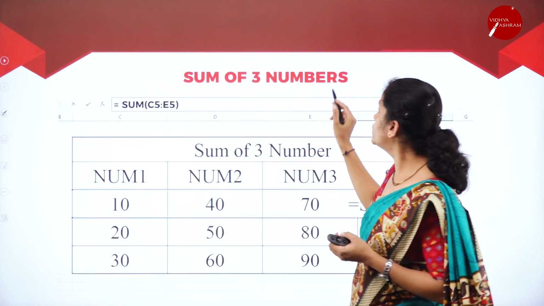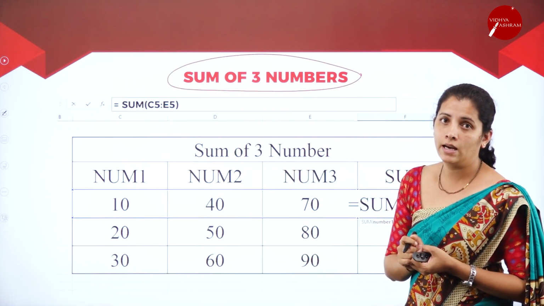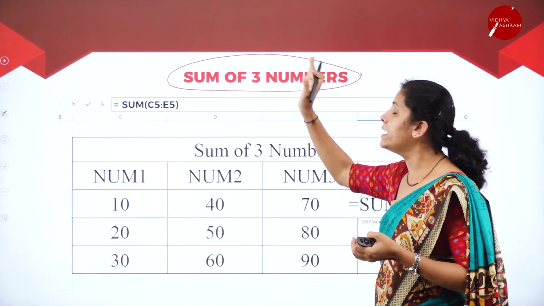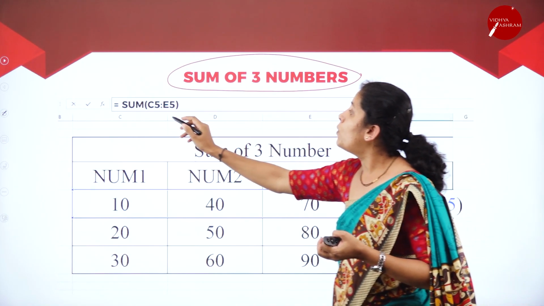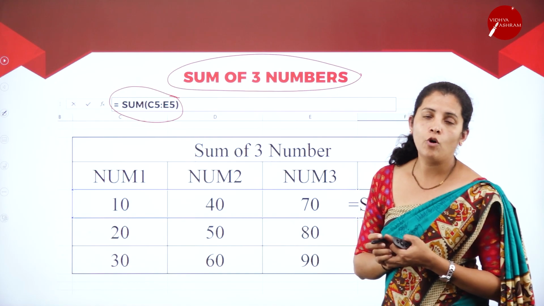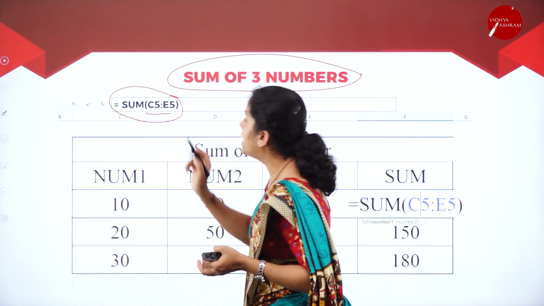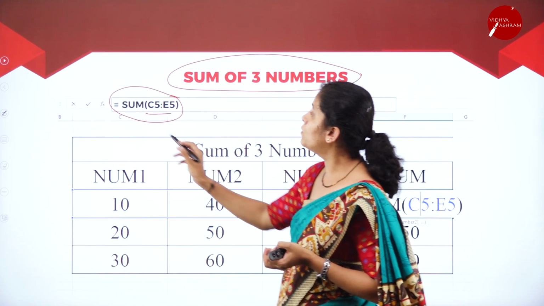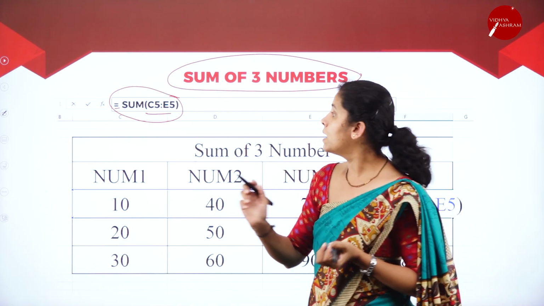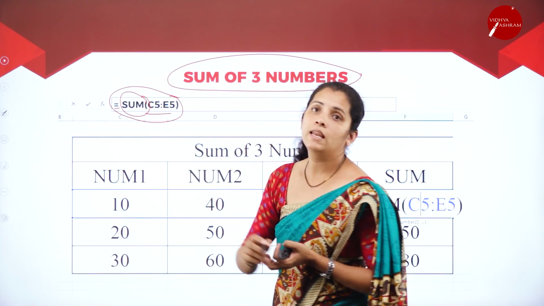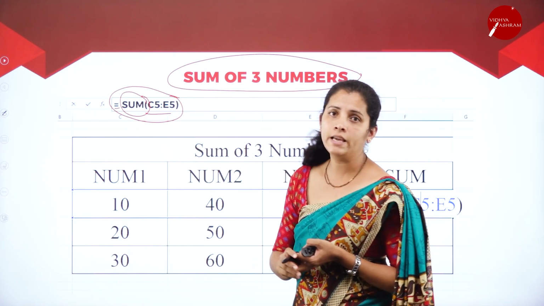Moving further, I'm going to have another example, that is summation of three numbers. That means I want to find the sum of three numbers. Once again, what is the operation I'm going to perform? That is summation, and I'm going to specify the range. So at the beginning, I'm going to write the equal symbol, and I'm going to use the library function, that is nothing but sum, and I'm going to pass the range.